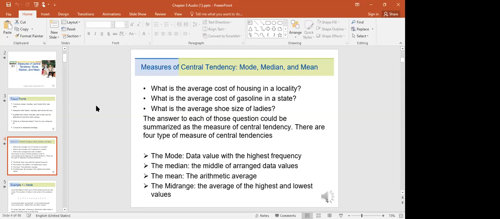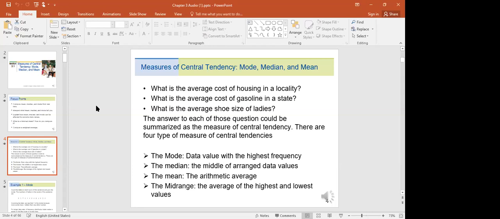So we often come across expressions like, what is the average cost of housing in a locality? What is the average cost of gasoline in a state? What is the average shoe size of ladies, for example? The answer to each of those questions could be summarized as the central tendencies.